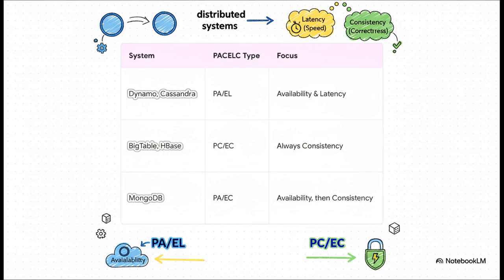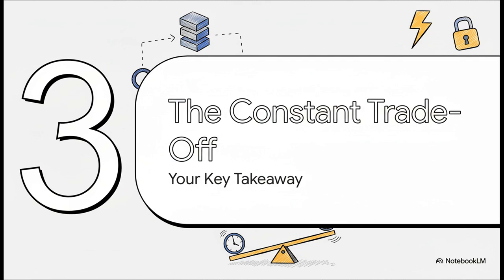Then, way on the other end of the spectrum, you have things like Bigtable and HBase. They are PC/EC. They always choose consistency no matter what. This is for things like bank ledgers or billing systems where the data absolutely must be correct, even if it means a user has to wait a bit longer or sees an error during a network hiccup. And then you get these interesting hybrids like MongoDB, which is PA/EC. It chooses availability during a partition so it stays online, but it prioritizes consistency during normal times, aiming for correctness when everything is healthy.